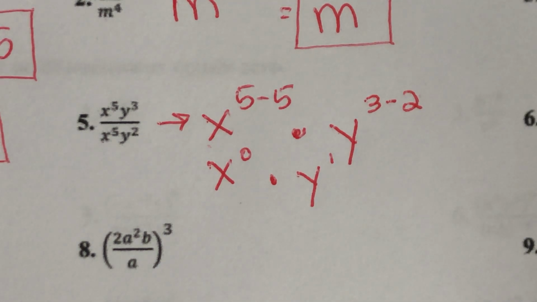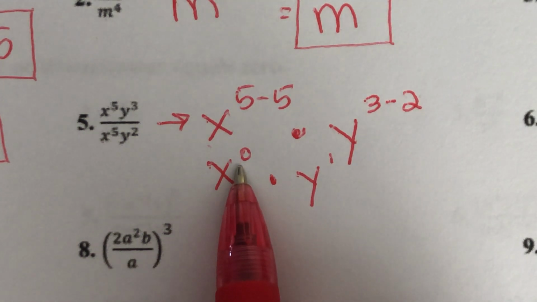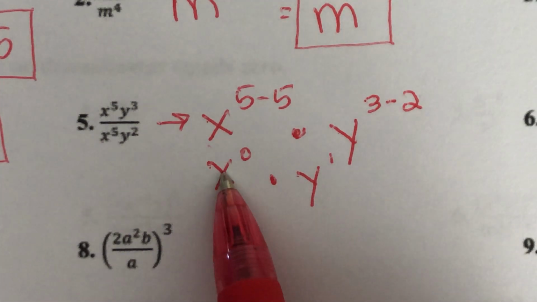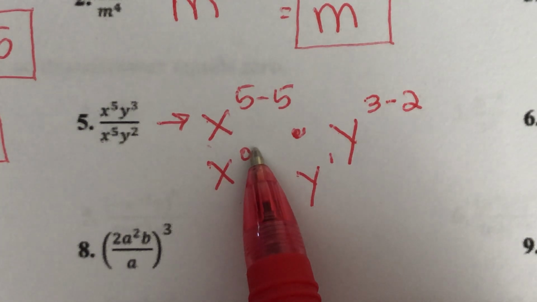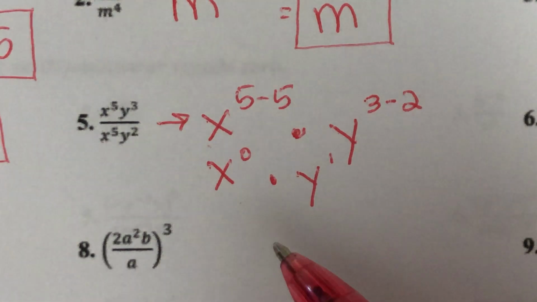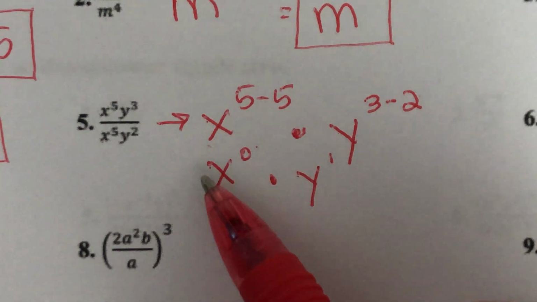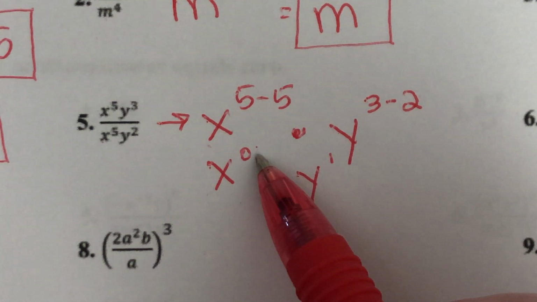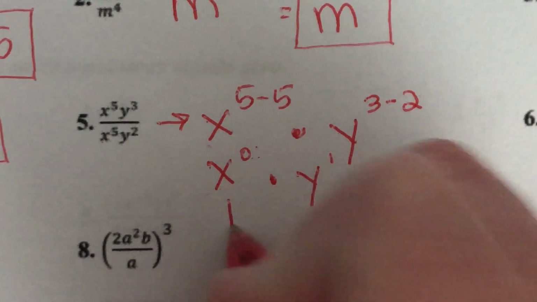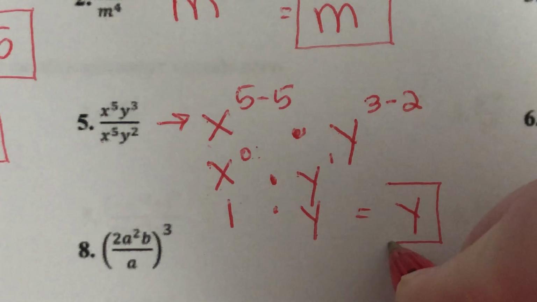And the last thing that I want you to know, and I believe we're going to talk about it in the next video, is that whenever you have a base raised to the 0 exponent, the answer is always 1. So you could have 57 raised to the 0 power, the answer is 1. You could have 248 raised to the 0 power, the answer is 1. When you have a number raised to the 1st power, the answer is that number, right? 12 raised to the 1st power is 12. 12 raised to the 0 power is 1. So this is going to become 1 times, and this is just y. So my answer here is just y.